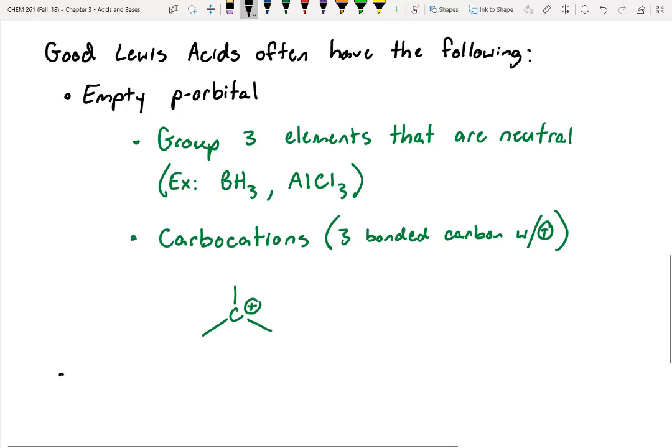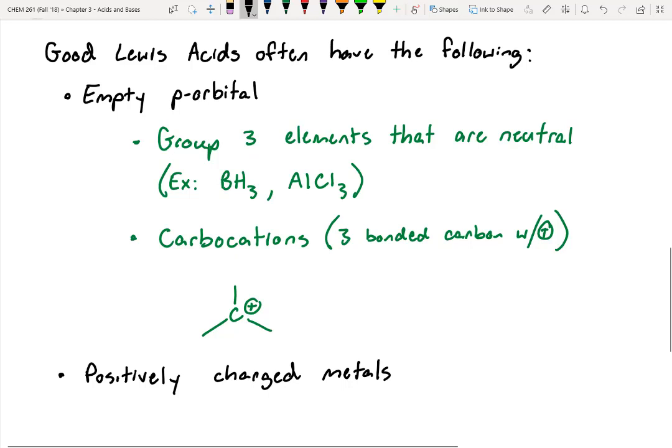All right. The second class is one you're probably more familiar with in general chemistry, and that's any metal with a positive charge. Positively charged metals are great Lewis acids because they just want electrons. We're not going to talk about the bonds that can occur between metals, though.